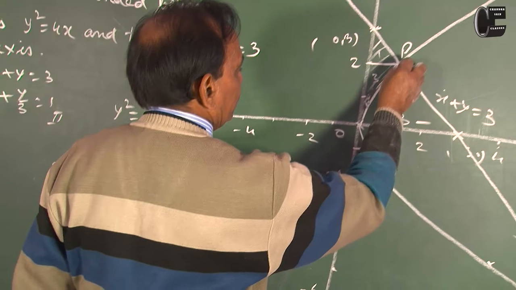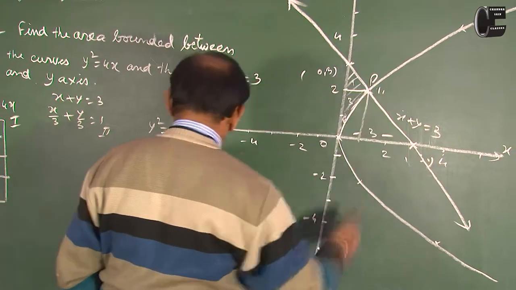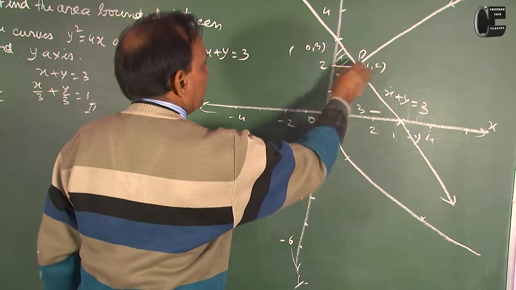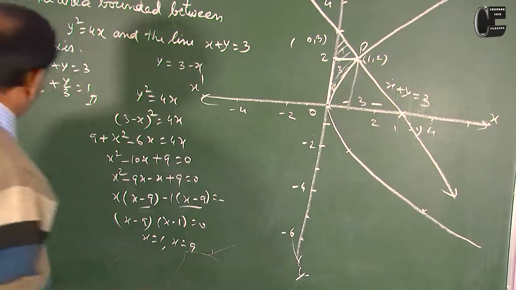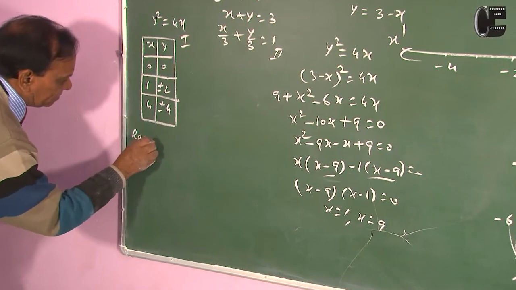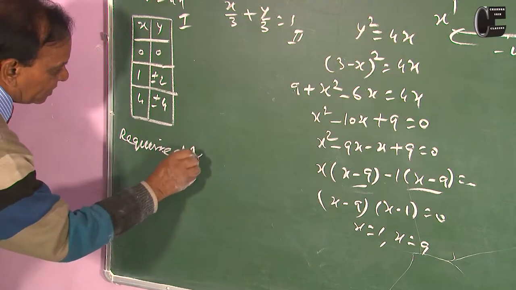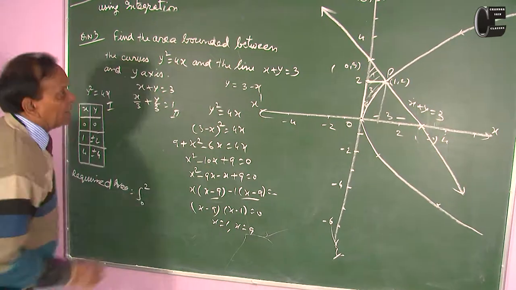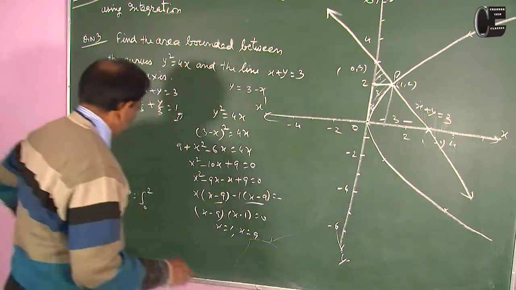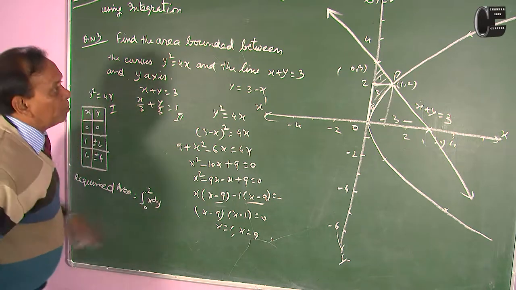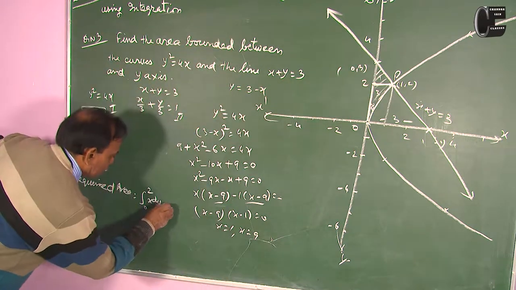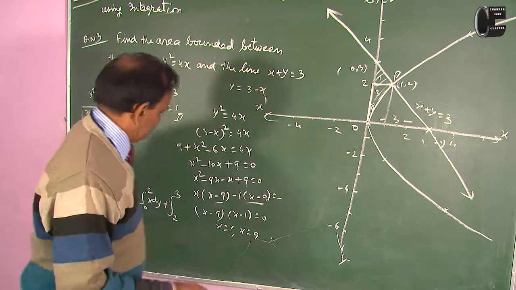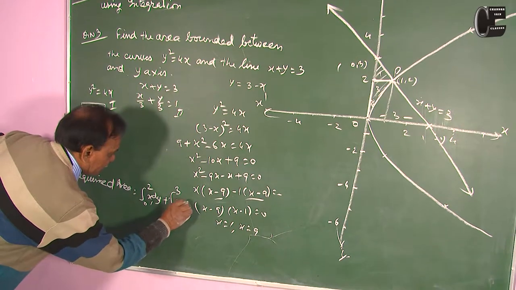This is 1. X equal to 1. And y square is 4, so y is 2. Therefore, it is 2. Therefore, the limit will be 0 to 2. Required area will be equal to integral 0 to 2, and value of x dy, plus 2 to 3, and for this x, this is x1, this is x2, into dy.